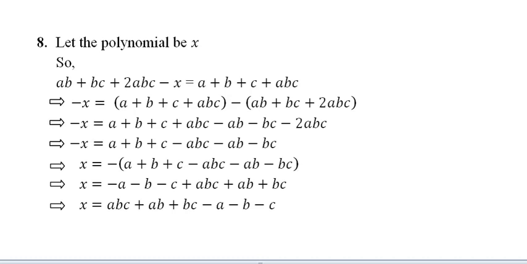And now question number 8. What must be subtracted from AB plus BC plus 2ABC to get A plus B plus C plus ABC? It is just the opposite of question number 7. In question number 7, we were supposed to add, but in this case, we have to subtract. So write like this: AB plus BC plus 2ABC minus X equals to A plus B plus C plus ABC.